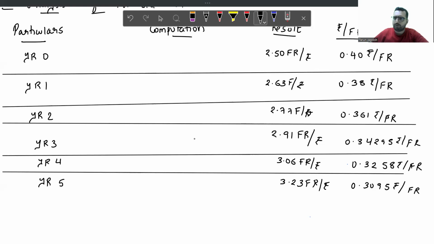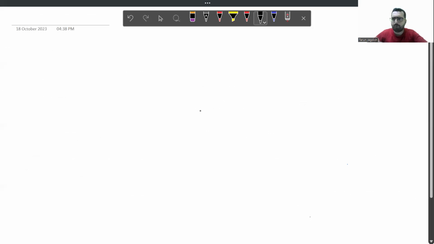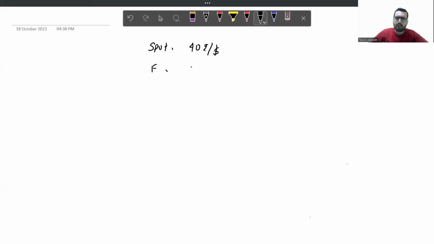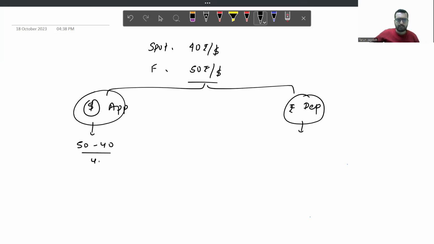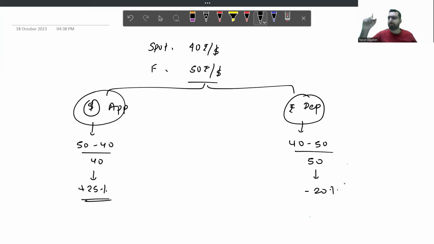Friends, I'll just repeat the concept of appreciation, depreciation first so that you all remember what we had learned in our class. If your spot rate is, let us say, 40 rupees per dollar, your forward rate is 50 rupees per dollar, then what is happening? Your dollar is appreciating and your rupee is depreciating. Am I right? So when dollar is appreciating, it will be 50 minus 40 divided by 40. So you get 10 divided by 40, you get the rate of appreciation as 25%. But depreciation, the formula would be 40 minus 50 divided by 50. So 10 divided by 50, you get the answer as minus 20%. Rate of appreciation and rate of depreciation are never the same.